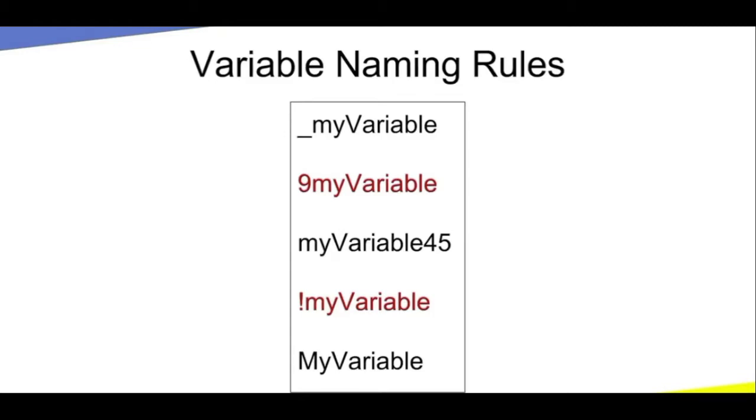Starting a variable name with an underscore, in uppercase or lowercase, both are allowed. But names starting with numbers or a mark, like here we have an exclamation mark at the start of a variable, are not allowed. Now let's recap what we have learned till now.